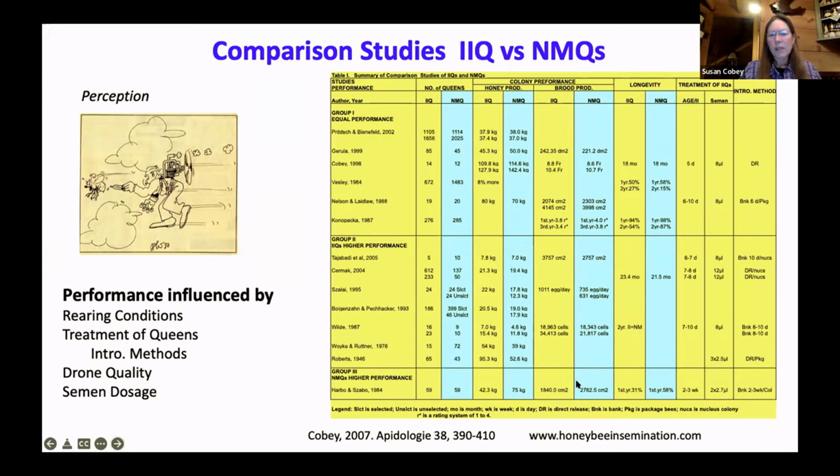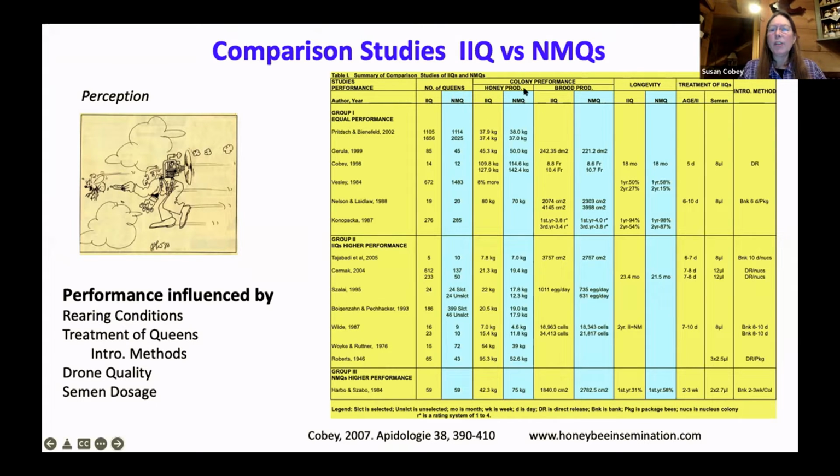If you go to my website, you can read this paper. It's got a lot of information about care of queens and why all these things are, but I'm just going to briefly go through this chart to give you an idea. So these are all these different studies across the world. They go back to the mid 40s to the present. I probably should update this. And the blue is naturally mated queens. The yellow is instrumentally inseminated queens. These are the number of queens they compared.